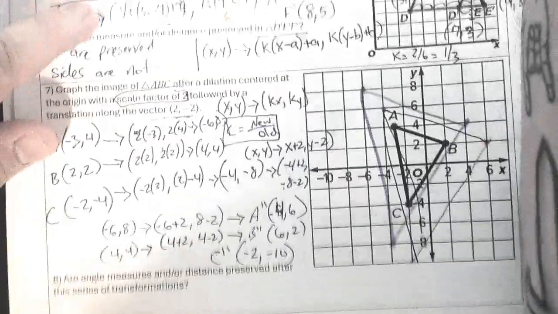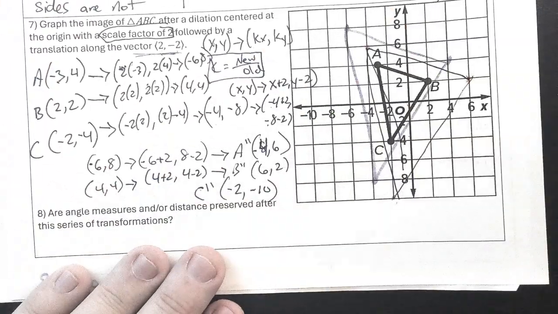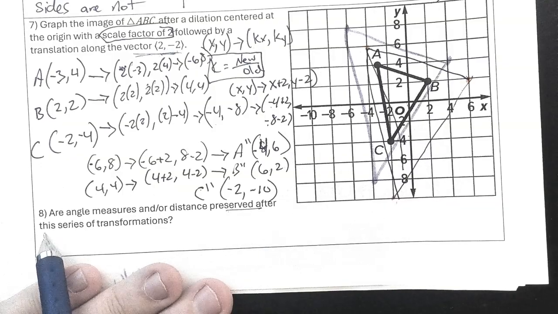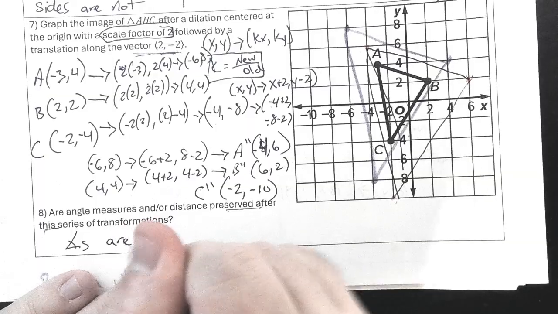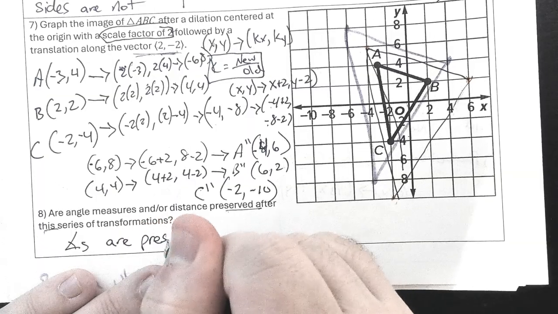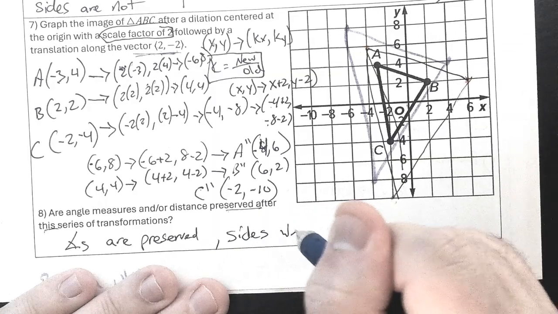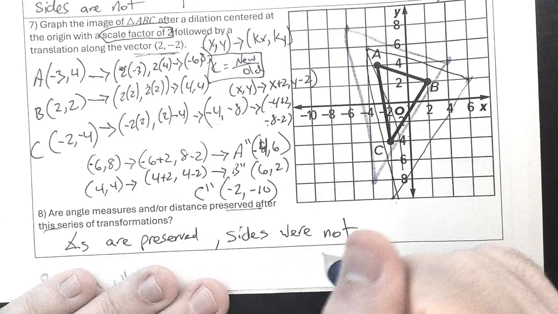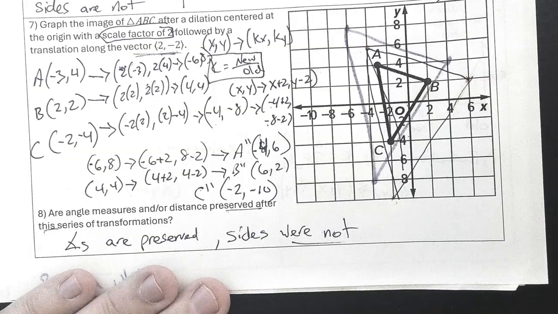All right, and bottom right here, last little thing. Are the angle measurements and or distance preserved after a series of transformations? Well, so this series, the angles are preserved because they are with anything we do. The sides were not. And it's because we may have scooted over, but we got bigger first. All right, so hopefully that gets us squared away with 8-1.